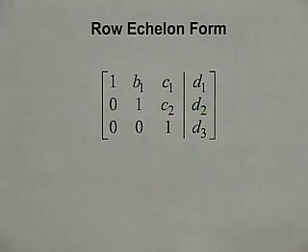This is sometimes referred to as the triangular matrix, and it's very useful in helping us solve systems of equations. Let's now use row echelon form to help us solve this following 2x2 system.